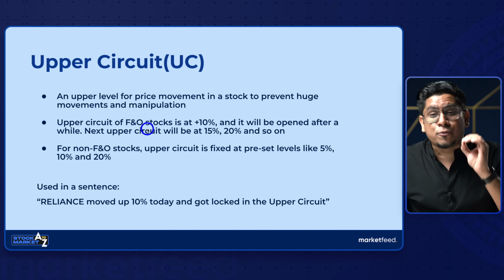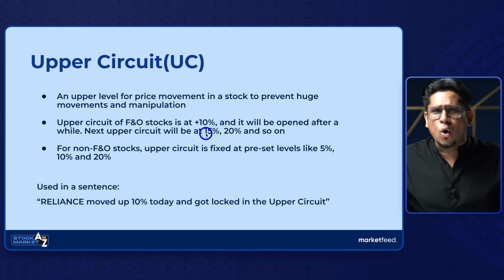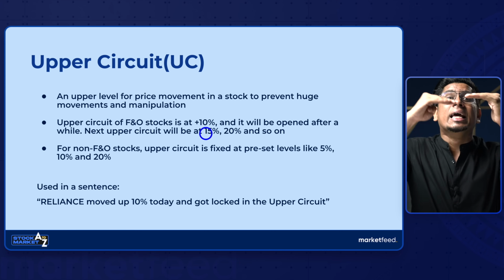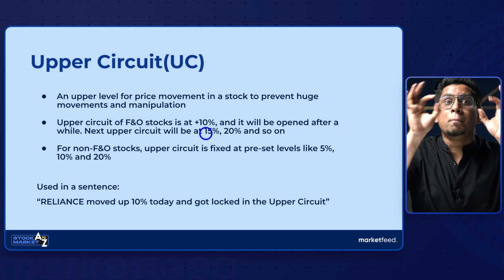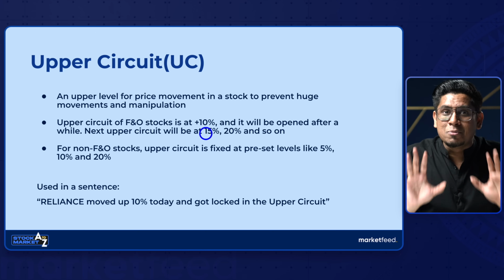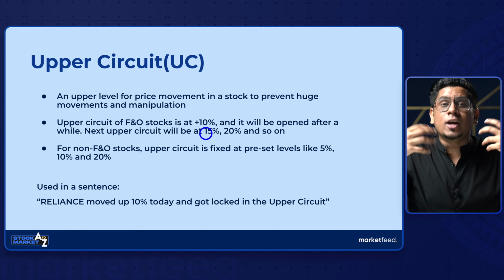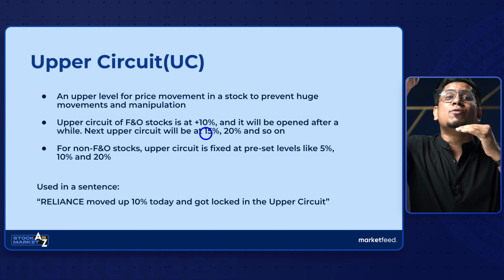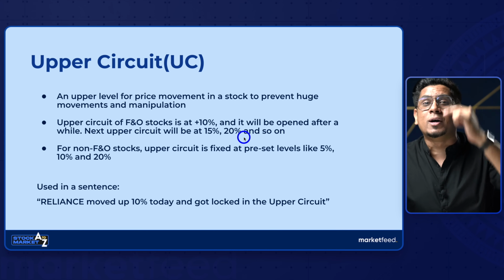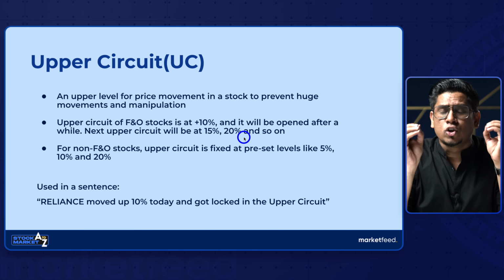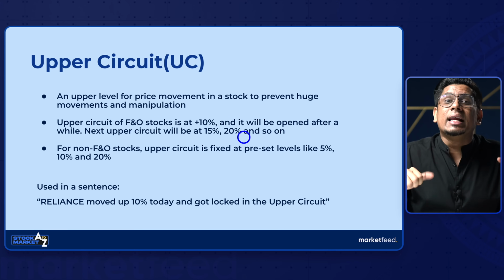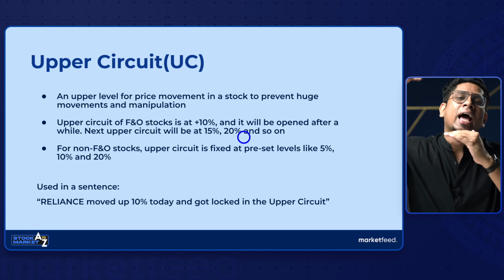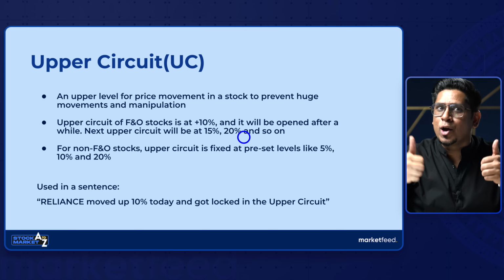Upper circuit of FNO stocks is at 10%. For all FNO stocks, it is at 10%. And when an FNO stock moves up till 10%, it gets locked there. It cannot move up, but only for some time. For some time, it gets locked at 10%, after which the lock is released, and if there is even further buying in the stock, it can move further up. It can then move up till 15%, then it gets locked there again. It is locked there for some time, then the lock is released, trading is resumed, and even then if there is huge buying in the stock, it can move up to 20% and it can move further from there as well. I hope you understand the point.